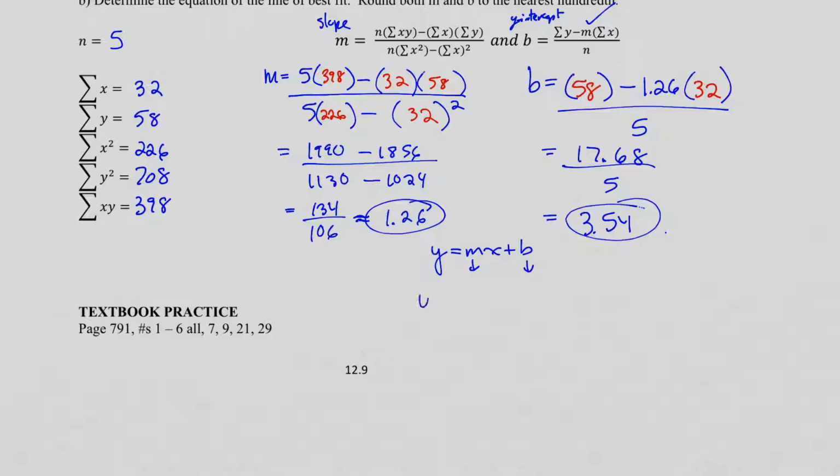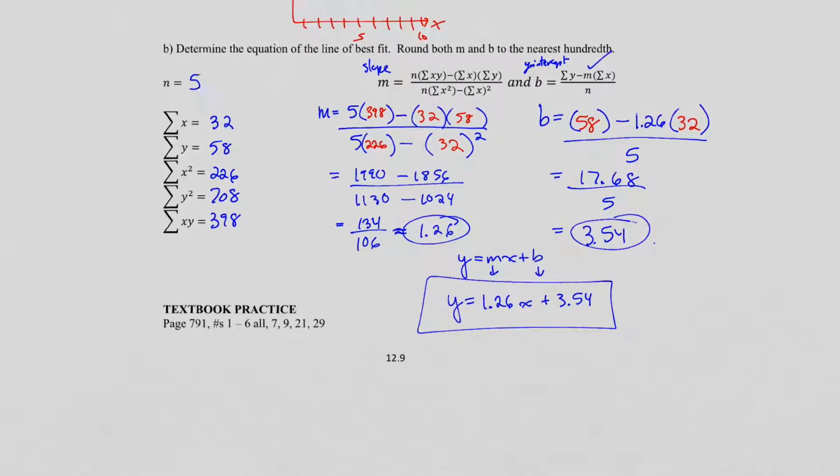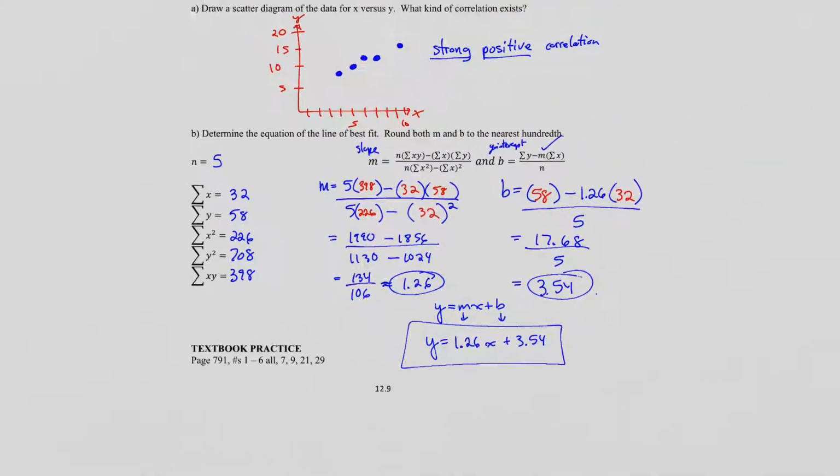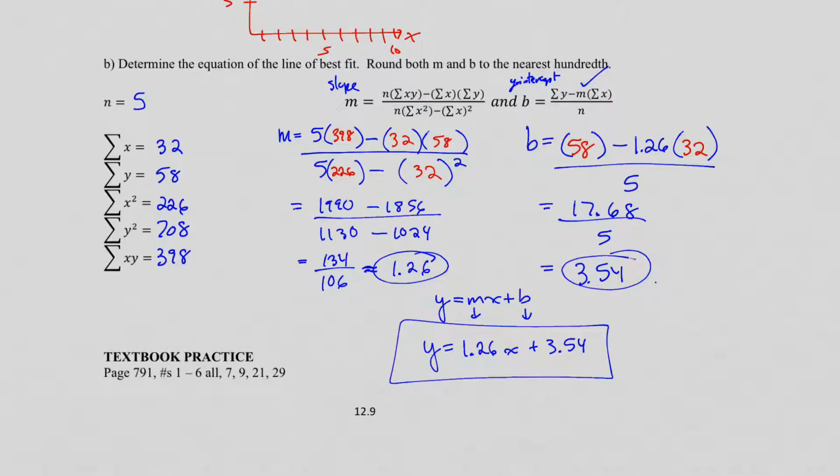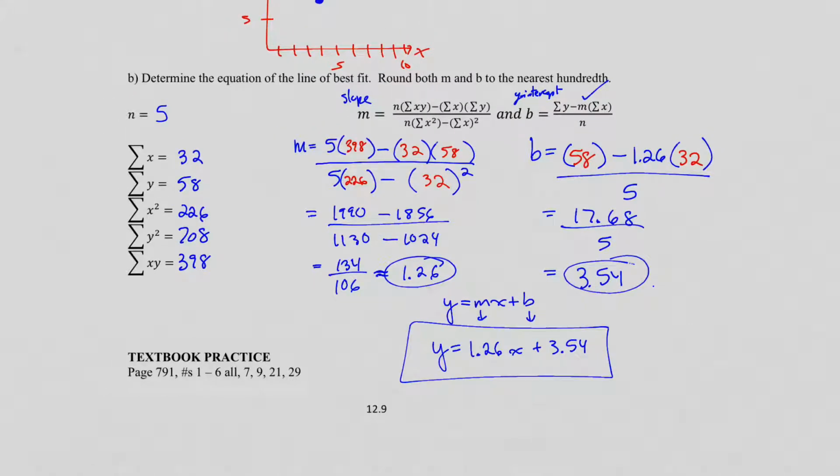So our final answer is going to be y equals 1.26x plus 3.54. Okay. Now that is y equals mx plus b, in the real world, where things are scattered about and not perfectly lined up in a straight line. And that's the whole purpose of linear regression, so that we can actually make some predictions. Okay.